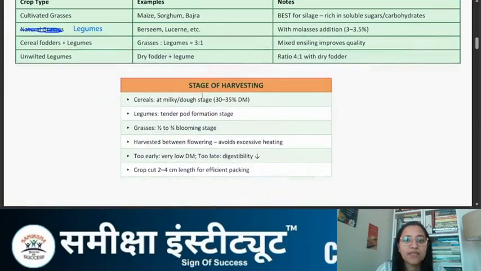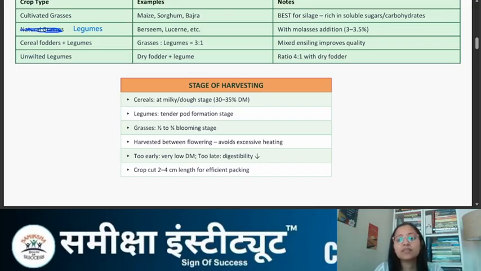Then stage of silage making, stage of harvesting for silage. Cereals at milky or dough stage, 30 to 35% dry matter. Basically, in every fodder you need to have 30 to 35% of dry matter. Legumes, tender pod formation stage. Grasses, half to 3/4 bloom stage. Then harvested between flowering, avoids excessive heating. Then too early means very low dry matter, and too late means digestibility is very less.